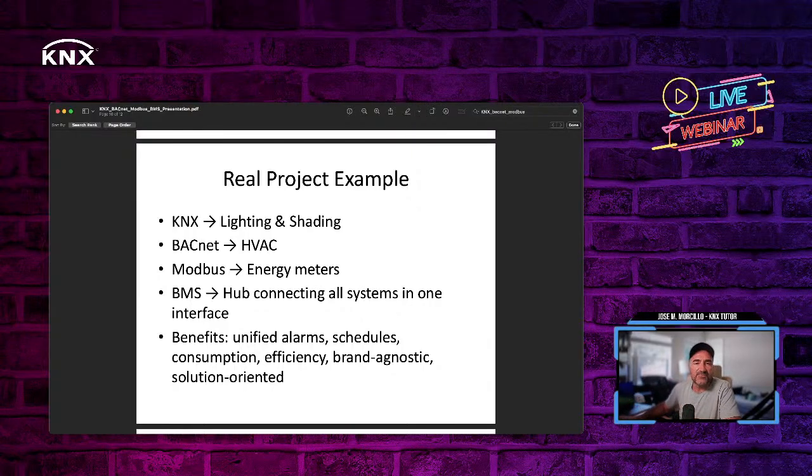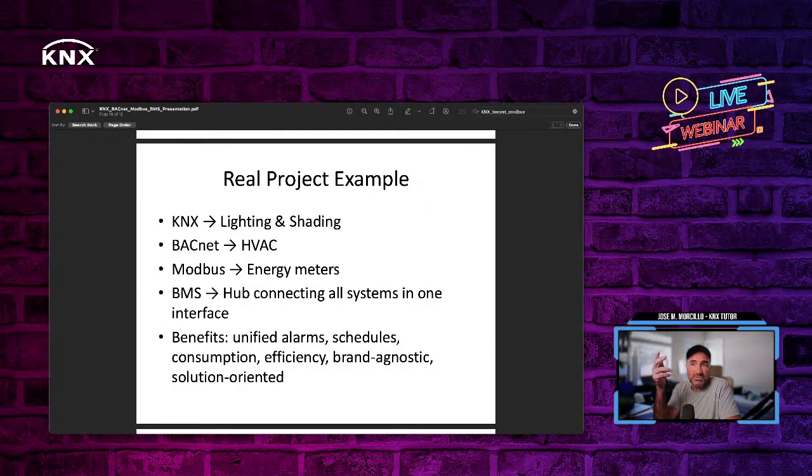Okay. Same for Modbus. If you find a widely available energy meter in the market and it talks Modbus, great. I mean, great. You can get it into KNX if you want. We have very affordable and cheap, good price and available in the market Modbus KNX gateways, hardware.